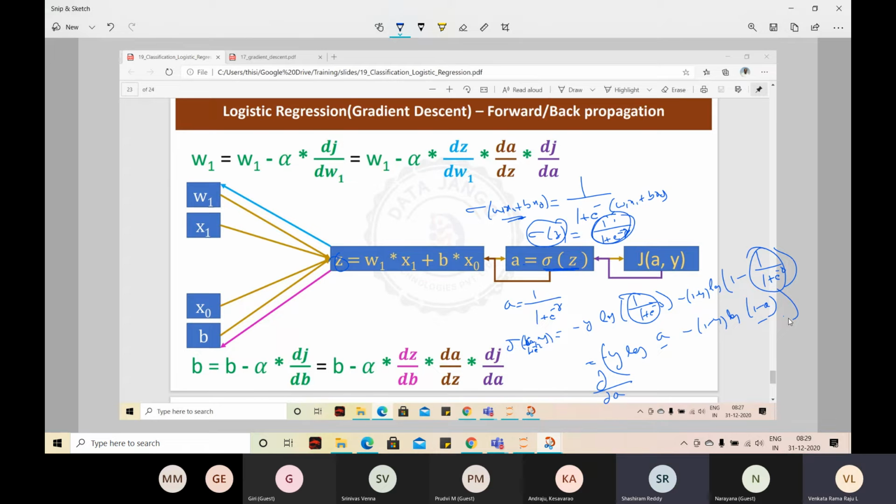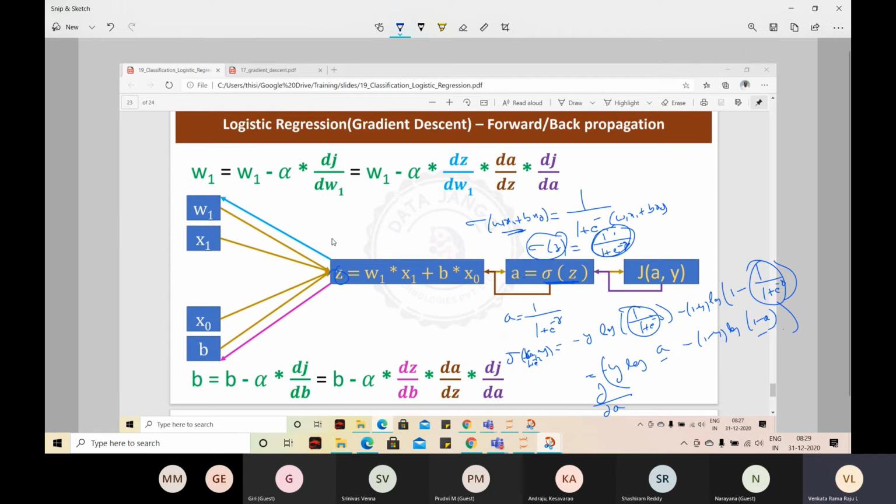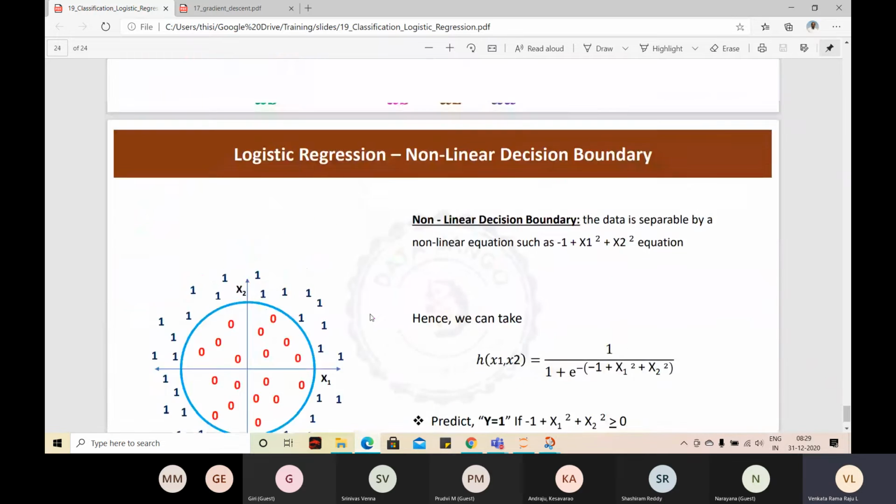So while implementing the algorithms, you will find the equations of all those and then substitute values. W1 is a value, X is a value, X0 is a value, B is a value. You substitute them. Again, go back and try to do this. You will already have the derivative calculated, and you will use that equation there and try to substitute the values.